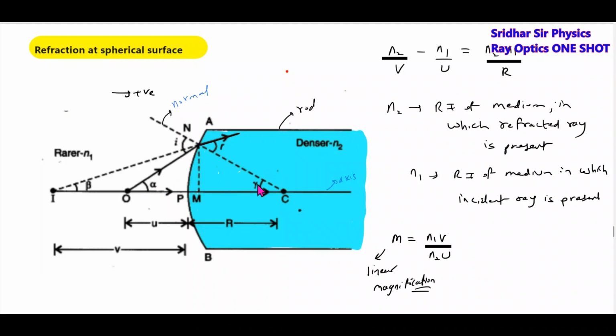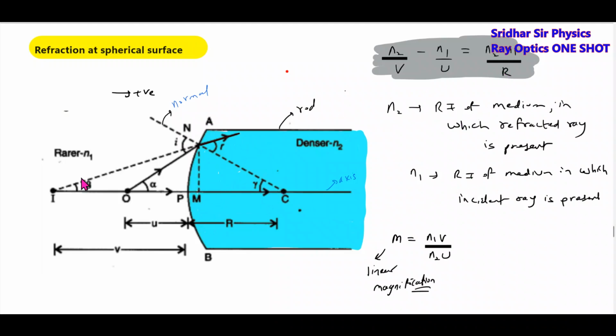Okay, then using all that mathematics, finally we'll end up with this equation. This is the formula we should use for refraction at a spherical surface. What is n2? Refractive index of the medium in which the refracted ray is present. n1, refractive index of the medium where the incident ray is present. v is the image distance. u is the object distance. R is the radius of curvature of the boundary.